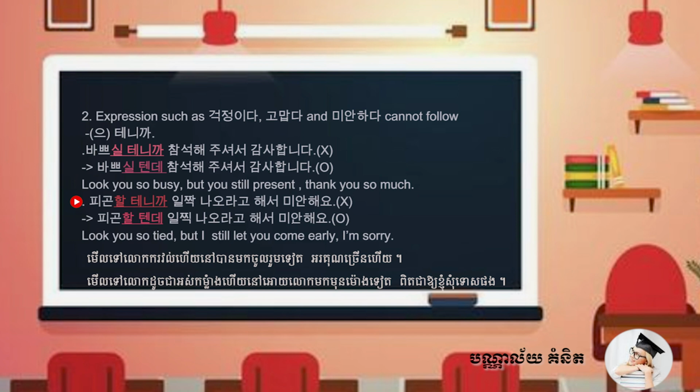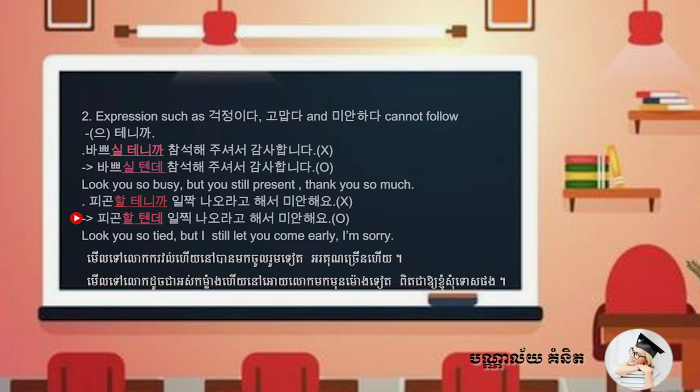And if we understand the rule of 을 테니까, you will know that the following sentence is not a suggestion or advice. 일찍 나오라고 해서 미안해요. It's not a suggestion. It means that you ask someone to come early, or you order someone to come early. So we cannot use it with 을 테니까. But we can change to 을텐데.